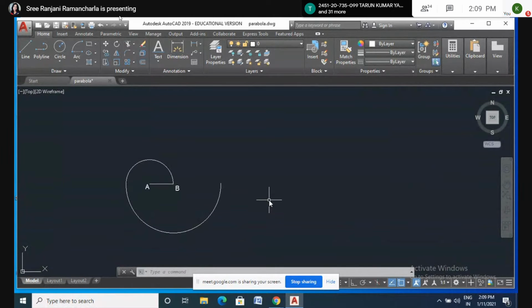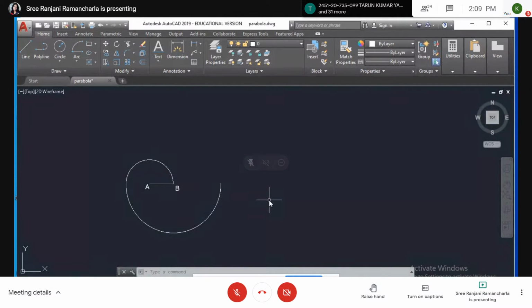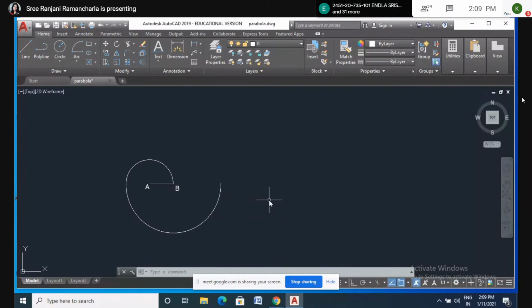The locus of that end point of a string is an involute. It is nothing but a curve. Suppose we wind one string on the circular plane. Then if we unwind the string, what will be the locus of the end point?